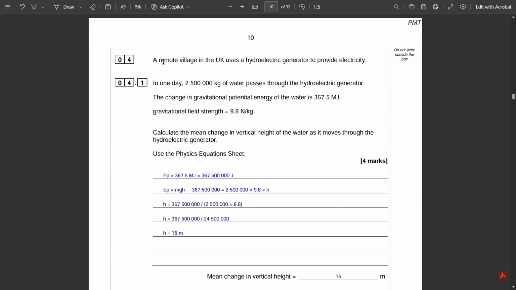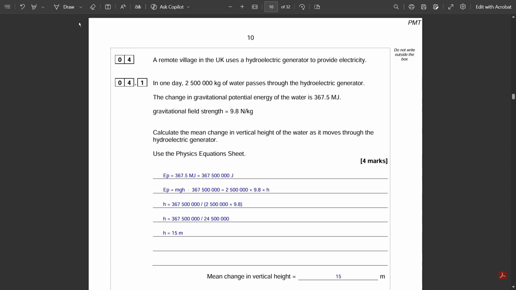Then moving on to question 4. A remote village in the UK, aka where I live, it's so annoying living in that village, uses a hydroelectric generator to provide electricity. In one day, 2.5 million kilograms of water passes through the hydroelectric generator. The change in the gravitational potential energy of the water is 367.5 megajoules, and the gravitational field strength is 9.8. And then we're meant to calculate the mean change in height of the water as it moves through the hydroelectric generator, and we're meant to use the physics equation sheet.